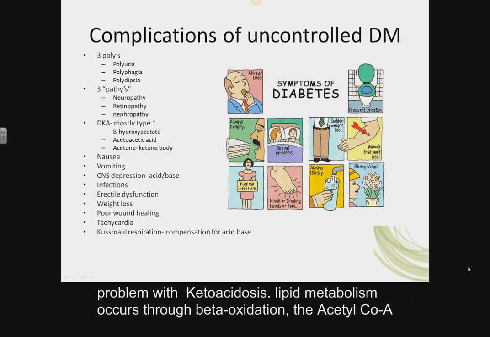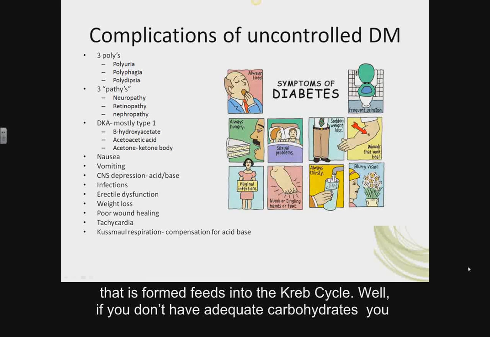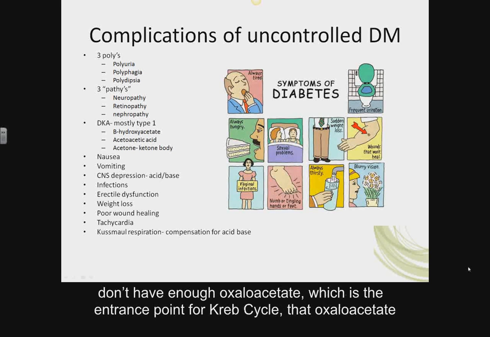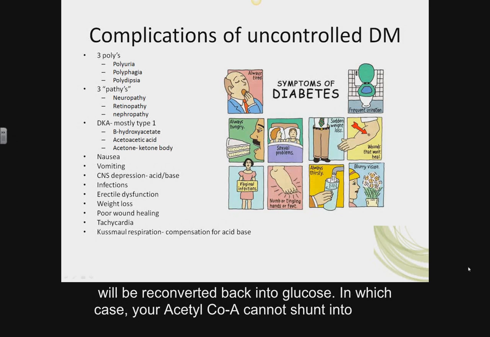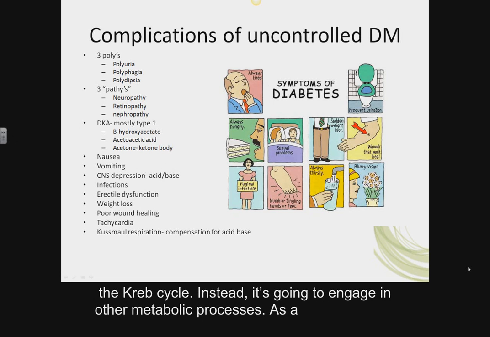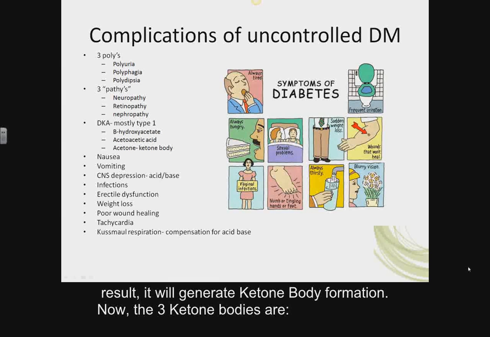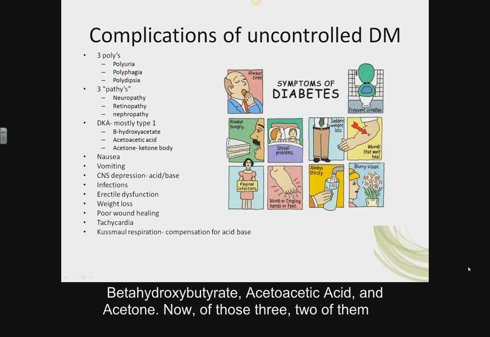In type 1 diabetes, we should recognize that our patient is most likely to have a problem with ketoacidosis. Lipid metabolism occurs through beta oxidation. The acetyl-CoA that is formed feeds into the Krebs cycle. Well, if you don't have adequate carbohydrates, you don't have enough oxaloacetate, which is the entrance point for the Krebs cycle. That oxaloacetate will be reconverted back into glucose, in which case your acetyl-CoA cannot shunt into the Krebs cycle. Instead, it's going to engage in other metabolic processes. As a result, it will generate ketone body formation.